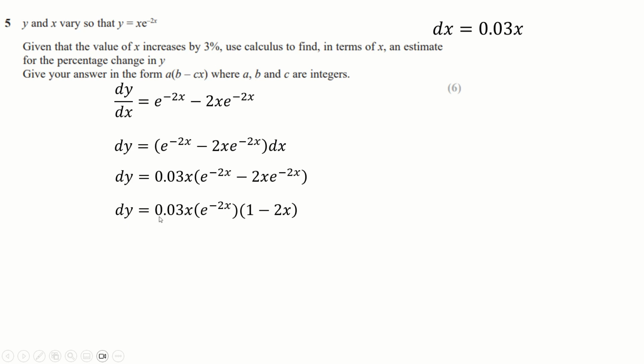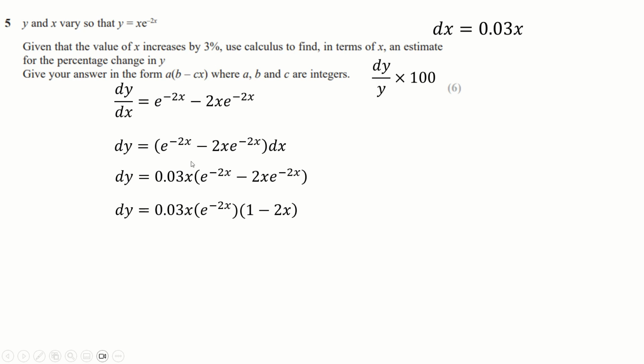And it's tempting to think that this is a mess and it's not very helpful at all. But really helpfully, it wants an estimate for the percentage change in y. And of course, to work that out, you do the difference, which is dy, divided by the original amount, which is y, times 100. That's the percentage change in y.